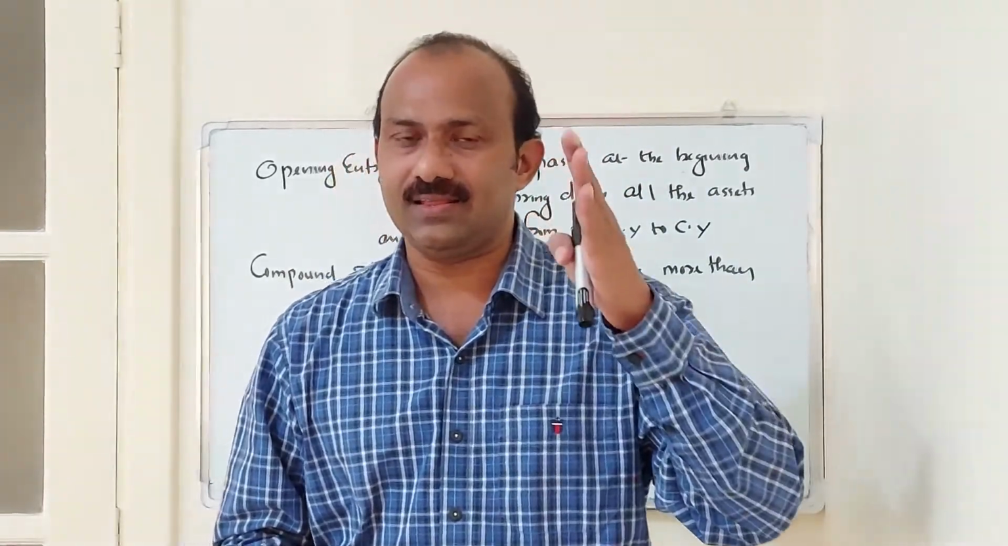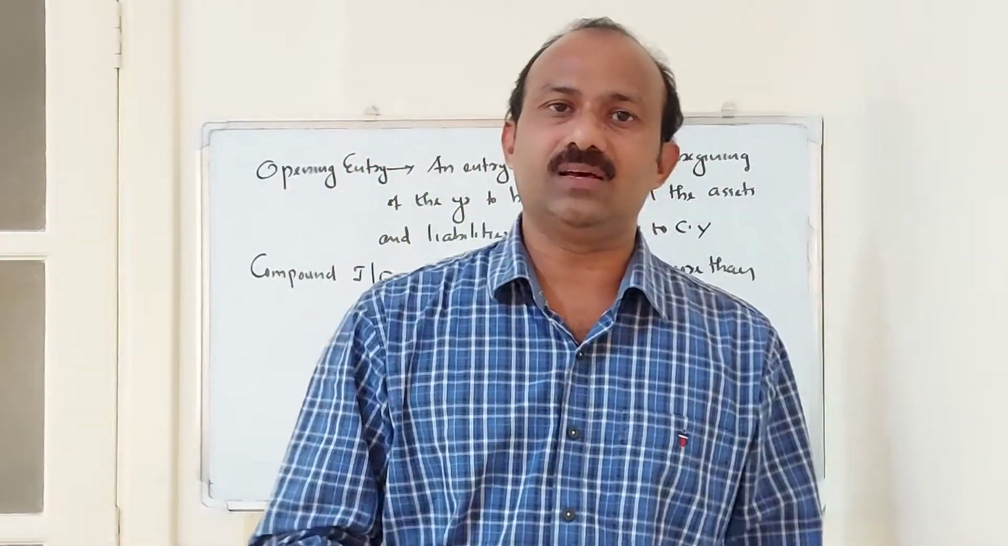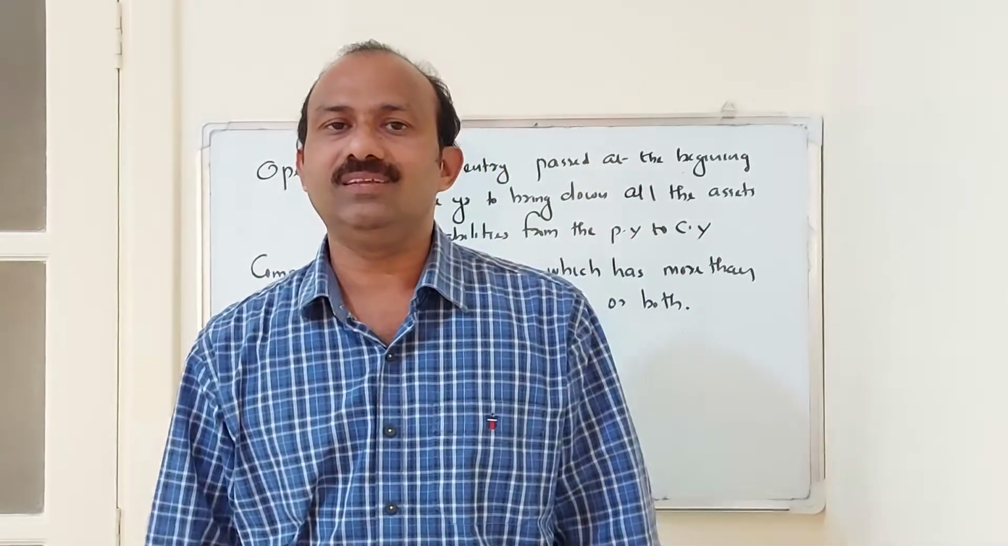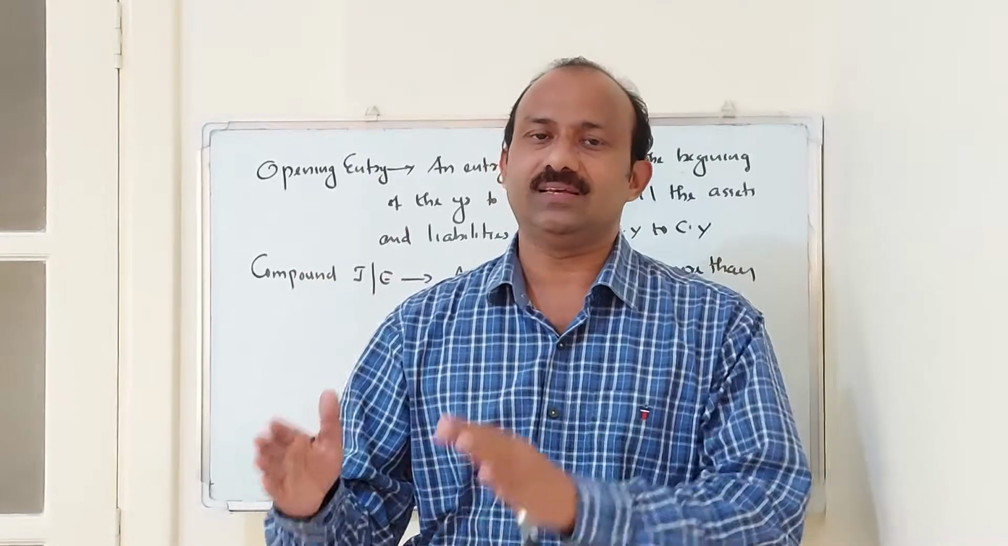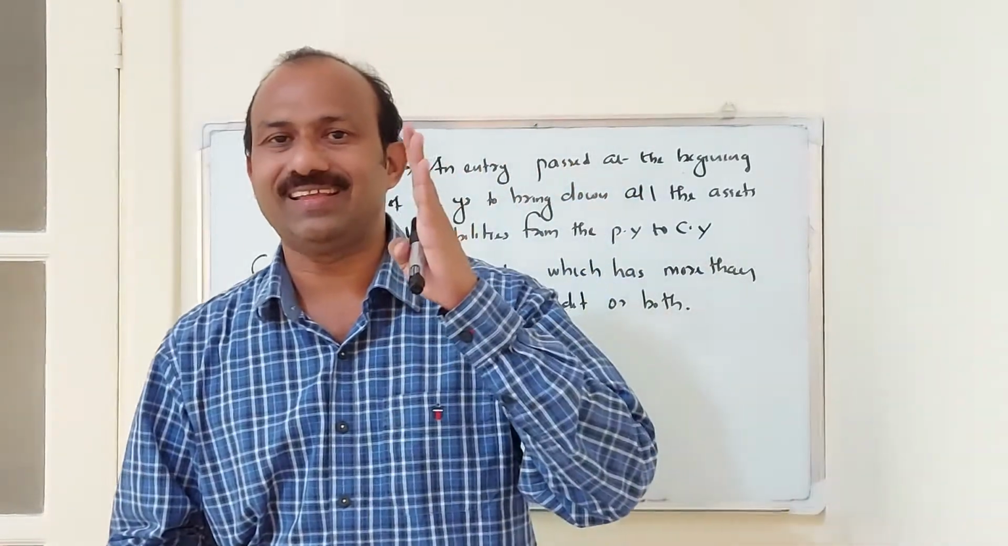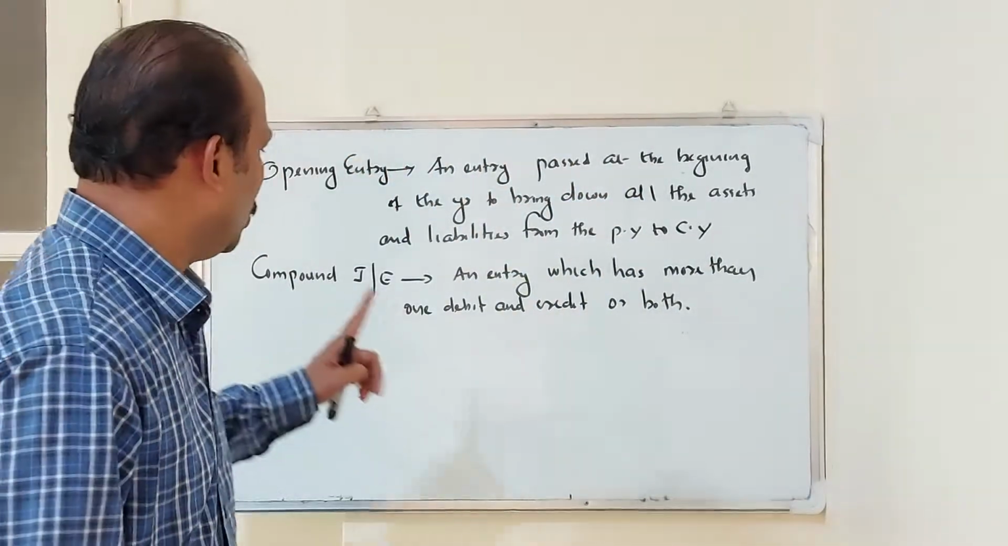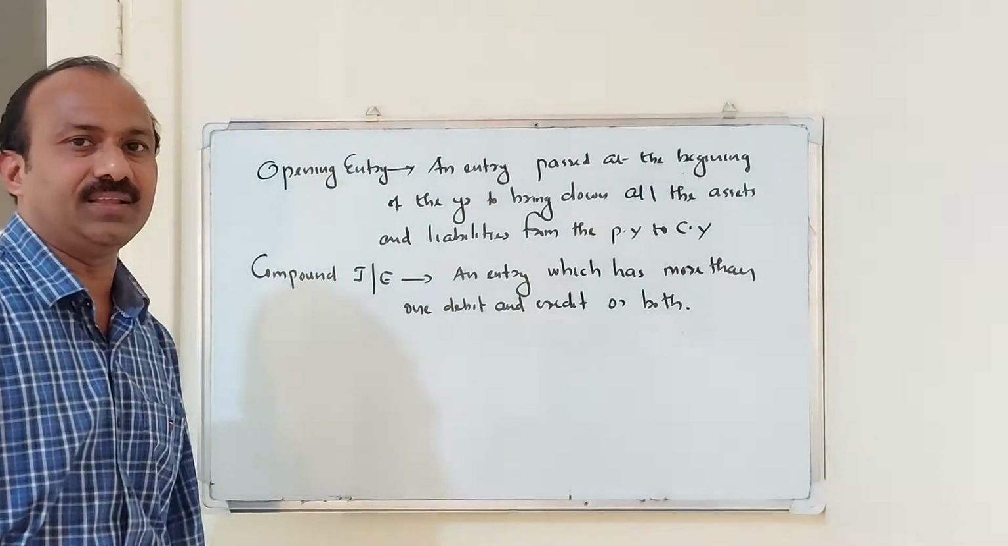That entry is known as an opening entry. An entry passed at the beginning of the year to bring down all the assets and liabilities from the previous year to the current year is known as an opening entry. Number 2 is compound journal entry.